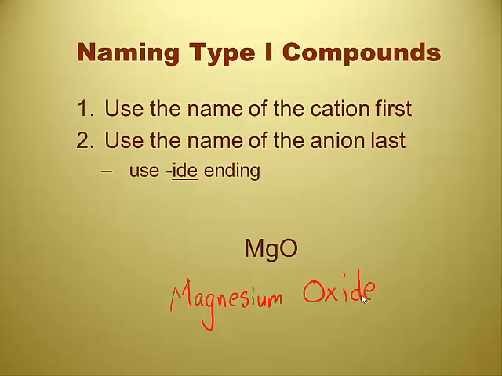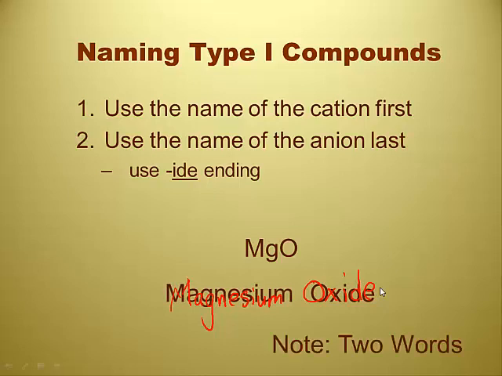Just kind of sound it out. Yeah, okay. So magnesium oxide and magnesium oxide. Right, check that out. All right, very good. Awesome. Hey, they come together. Cool. That's nice. It's 2 words. It's 2 separate words, not 1 word.